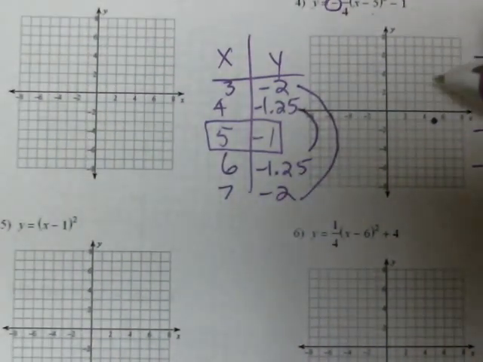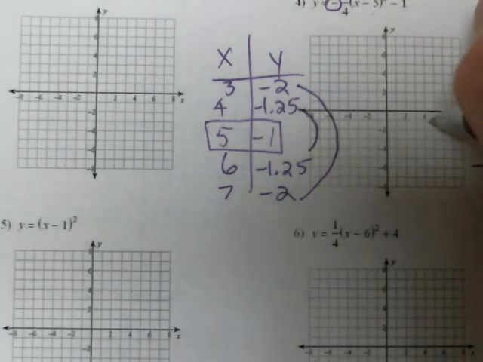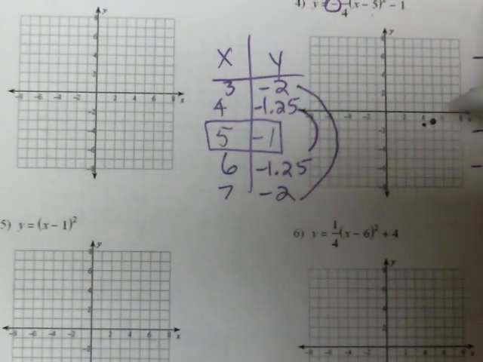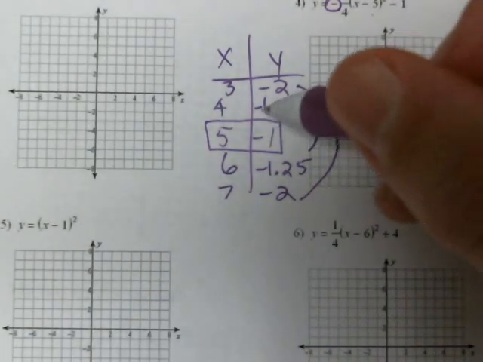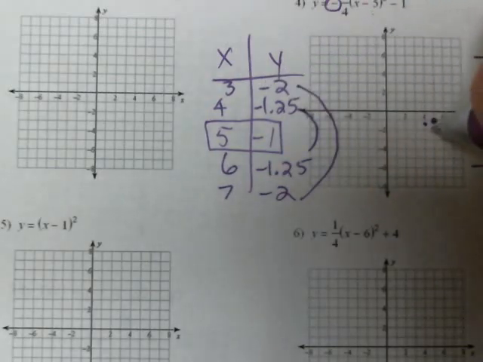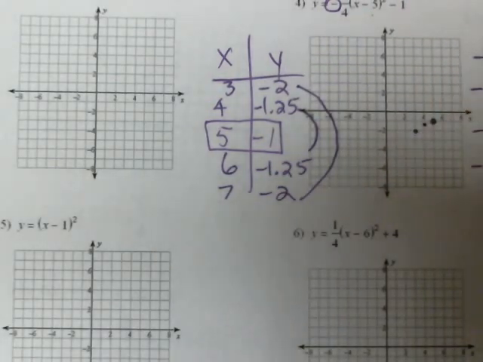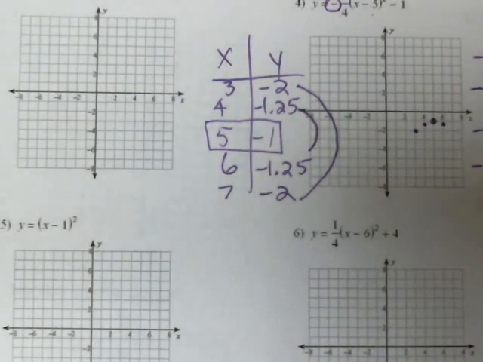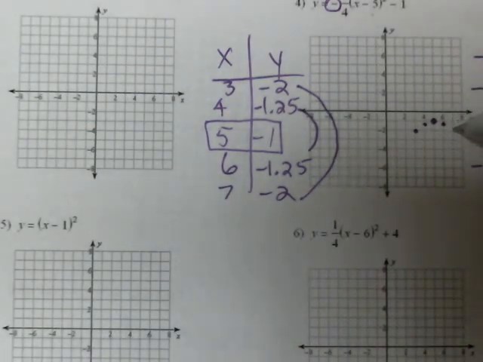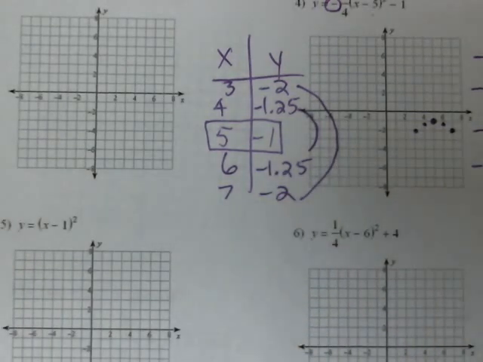So (5, -1), and then we've got (4, -1.25), so that's -1 and a little more. And then I've got (3, -2). Then I have (6, -1.25), a little bit more than -1, and then (7, -2). Again, feel free to pause these videos if things are going too fast.